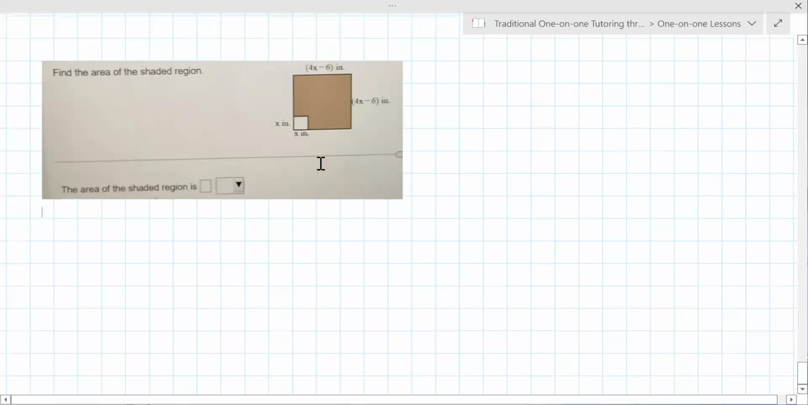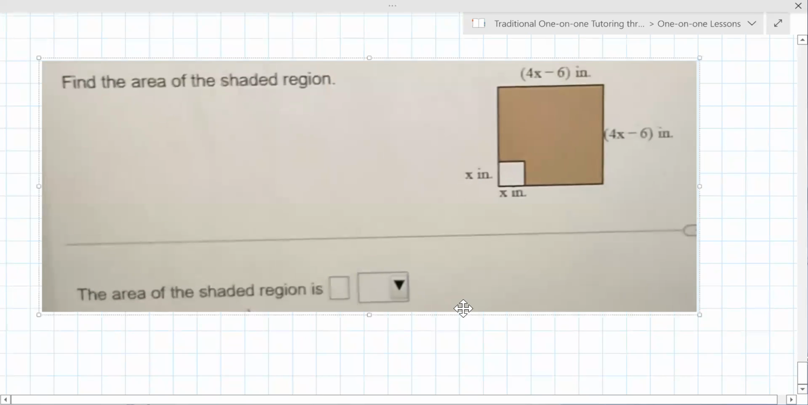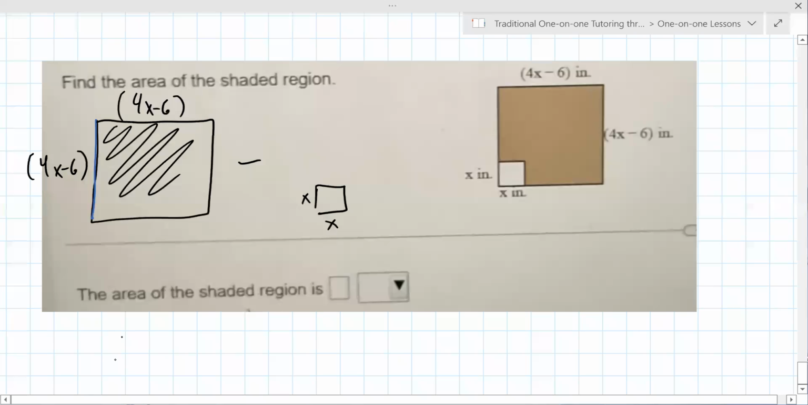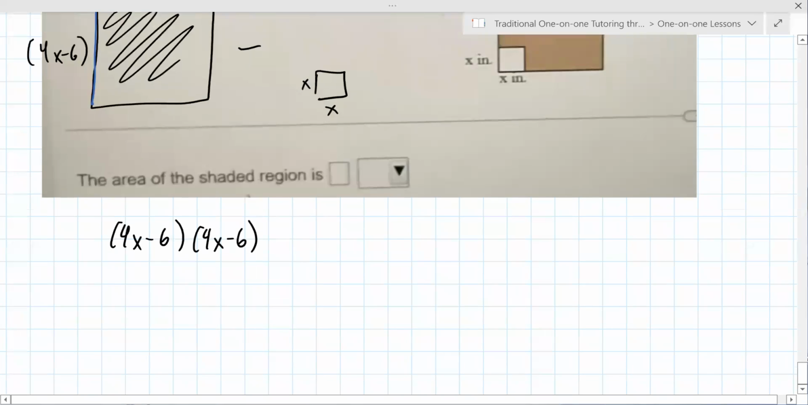Okay, here we go. So the idea is that the shaded region is made up of a large square and subtracting a little square. The large square is 4x minus 6 times 4x minus 6. The little square is x times x. So you've got to find the area of the big one first. So you have to take 4x minus 6 and multiply it by 4x minus 6. So that's 16x squared minus 48x plus 36.